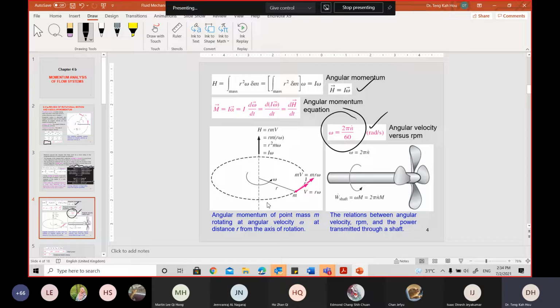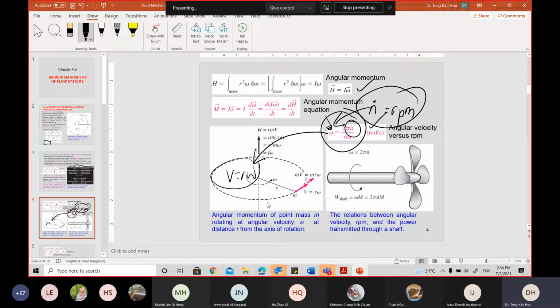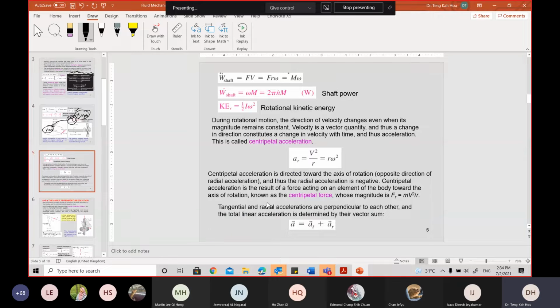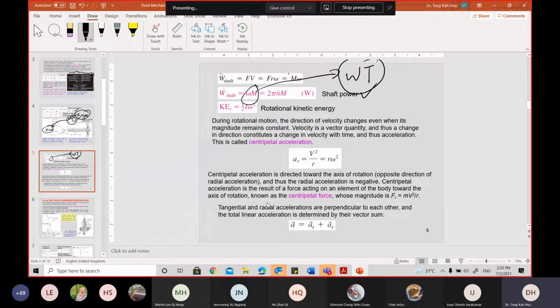As I said, not all the times the question will give you the omega. Sometimes they will give you this N dot, revolution per minute. So from there, you can get your omega, and from here, you can get your V equal to R omega. So this is a relationship you need to know. You also need to know that this shaft power can be omega M, which is also omega T. If you remember, I will show you in details later, okay? And you know that the rotational kinetic energy is half I omega squared. And this one you just need to note, okay?